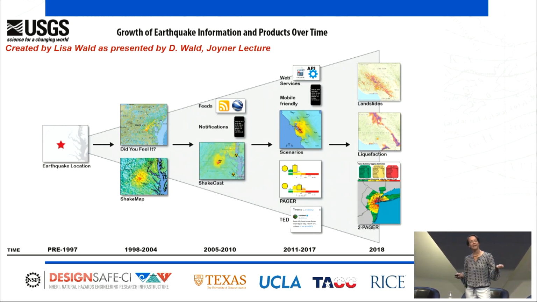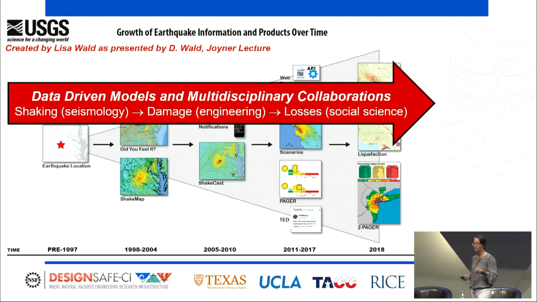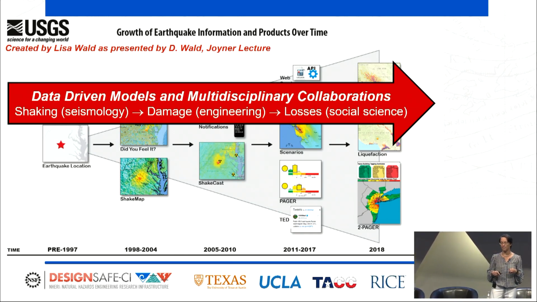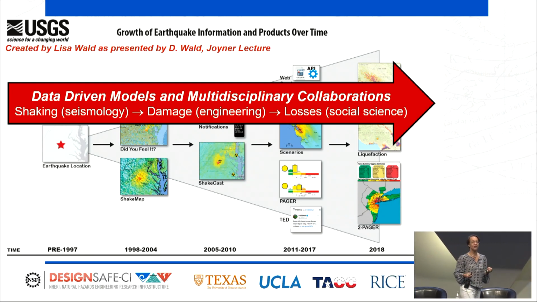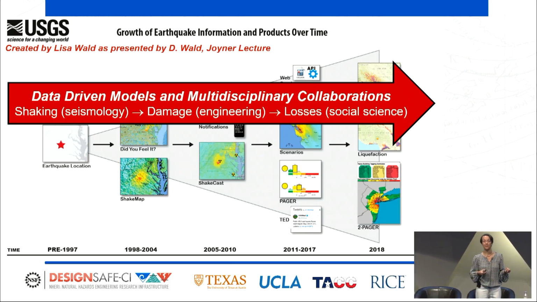But how did we get from there to here? And it really is data-driven models and multidisciplinary collaborations that allow us to make that move. And really networking that all together. So the seismologists needed to understand ground shaking, talk to the engineers about how that may cause damage and what was needed to estimate damage. We need to talk to social scientists to better understand economic losses, what causes fatalities, etc.